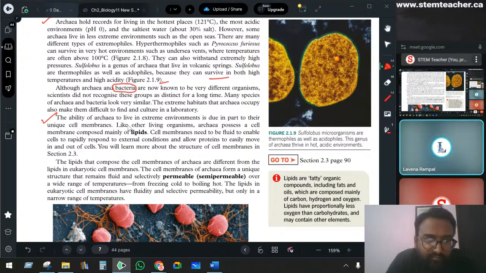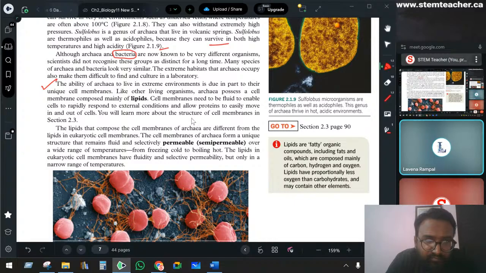The ability of archaea to survive in extreme environments is due in part to their unique cell membranes. Like other living organisms, archaea possess a cell membrane composed mainly of lipids. Cell membranes need to be fluid to enable cells to rapidly respond to external conditions and allow proteins to easily move in and out of cells. You will learn more about the structure of cell membranes in section 2.3.